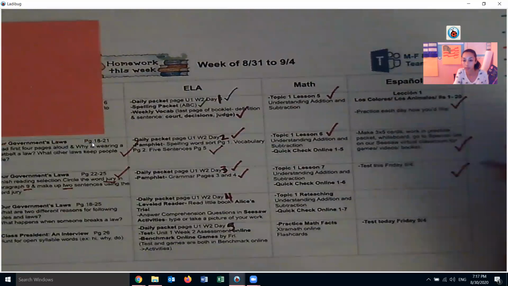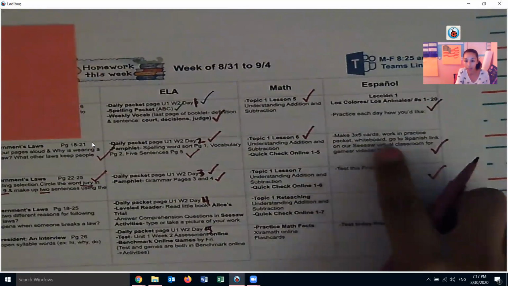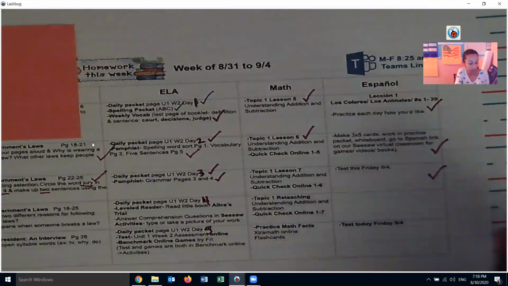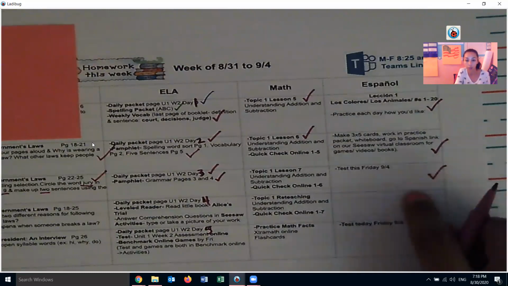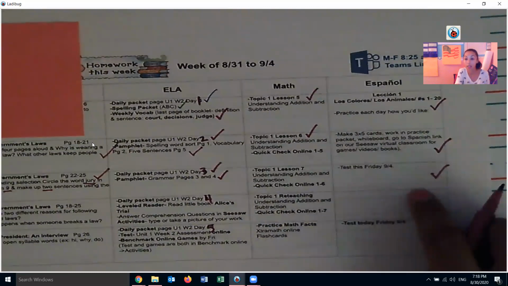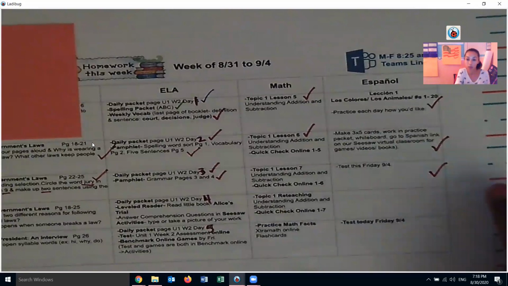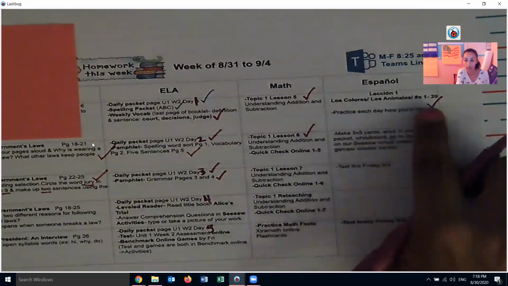You get to practice Spanish by making your flashcards, working in your packet, using your whiteboard, going to Seesaw, the Spanish link for the virtual classroom, reading those books, watching those videos, playing those games. All that is very useful and helpful. Our test will be this Friday, September 4th. So keep practicing that Español on colores, animales, 1 through 20, 1 a 20.